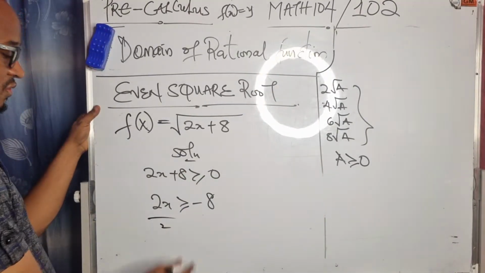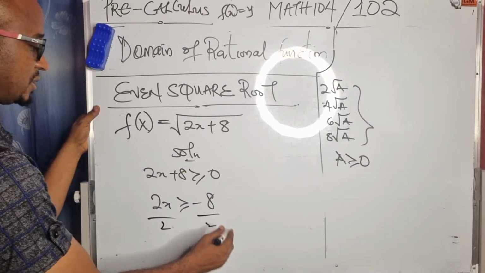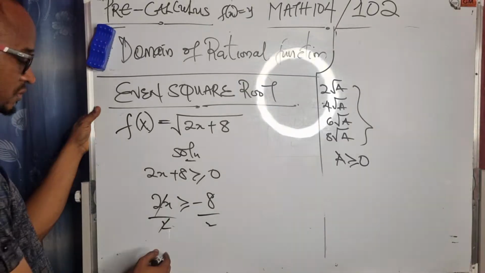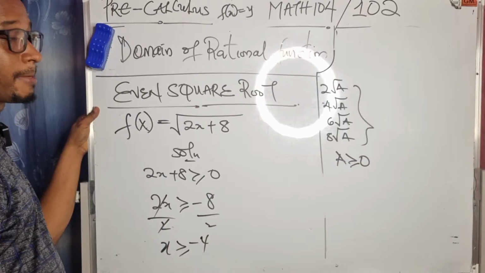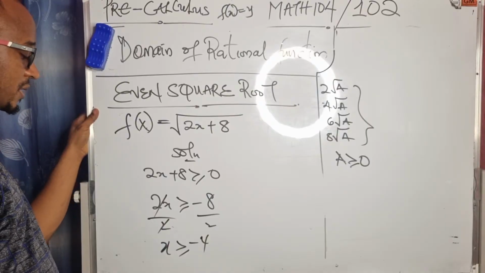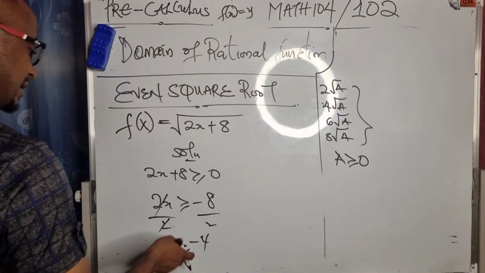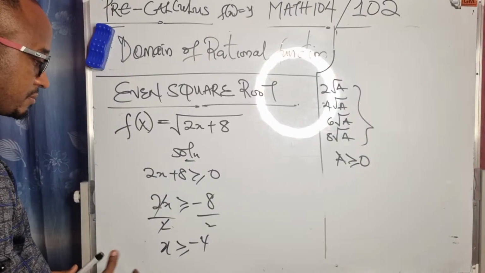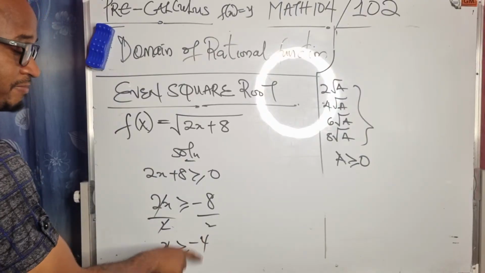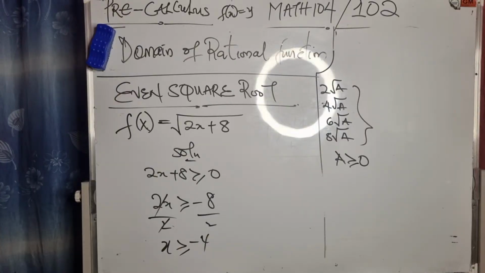So divide both sides by 2 to find the value of x. 2 cancels 2. We have x is greater than or equal to minus 4. Are we there? So this simply means the numbers that are greater than or equal to minus 4. But minus 4 is also included. Are we there? Minus 4 is also included.